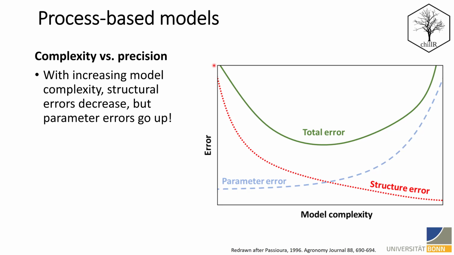So the more we add to our model, the closer we come to the reality of the system, and the better the structure actually represents what's really going on out there in the world. Now, at the same time, as we're adding things, as we're making the structure more complex, we're also adding lots and lots of parameters, of course, because every additional model element probably comes with additional input needs.